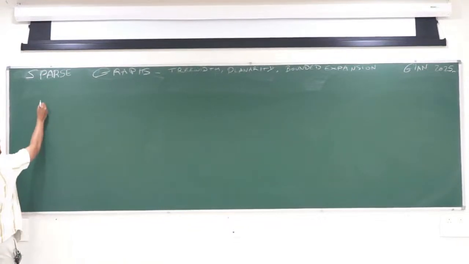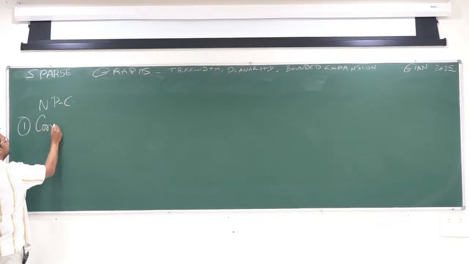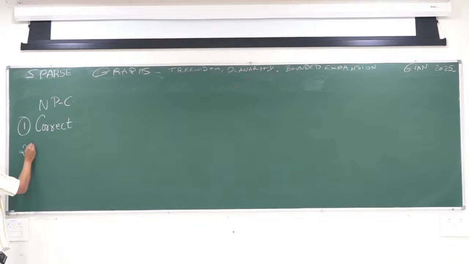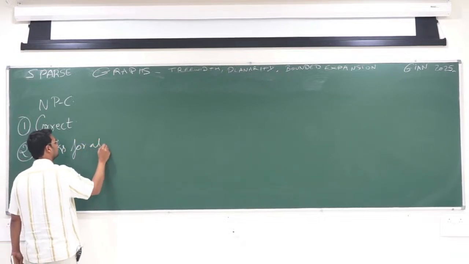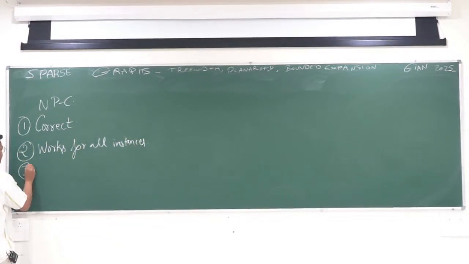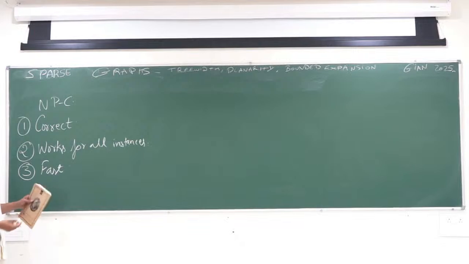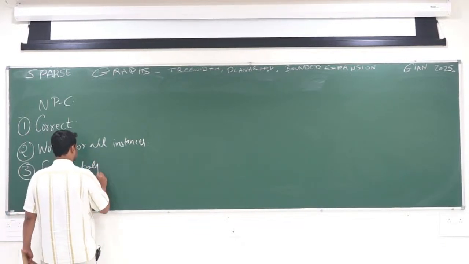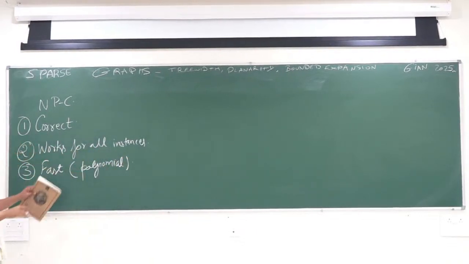So let's say we have an NP-complete problem. Ideally, what we want is a solution for this problem which is correct, and which works for all instances, and third thing we want is that it is fast. And in our world, what does it mean by fast? Mostly we want things to be polynomial time or reasonably fast. There are different definitions of fast.